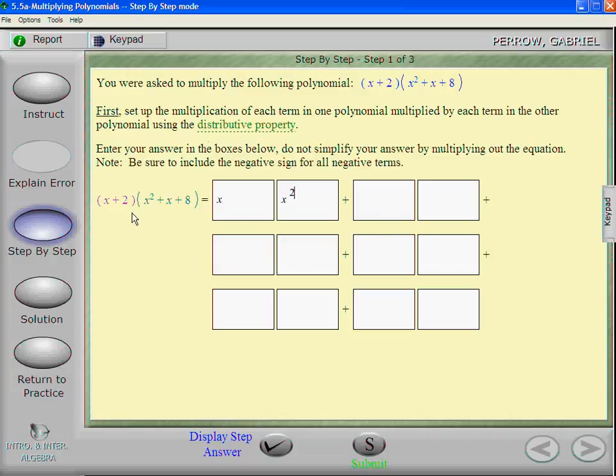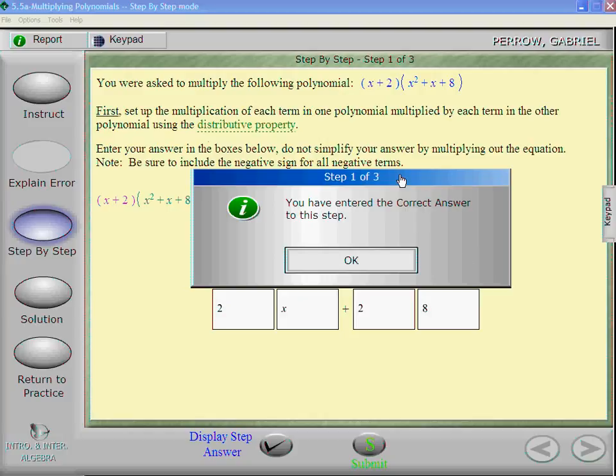So we got x times x squared, x times x, x times 8. Okay, so these first three boxes that we're filling in took care of all the combinations of the front value. Now we're going to say 2 times x squared, times x, and 2 times 8. If that's what they're looking for. Okay, so we've entered that correctly.